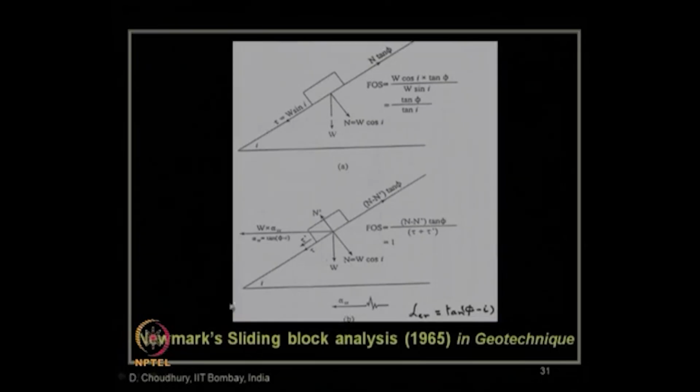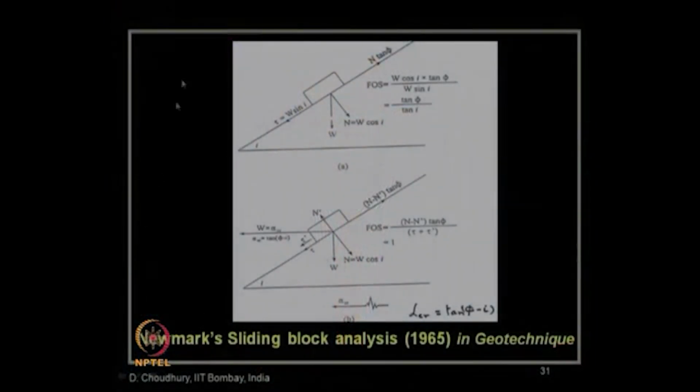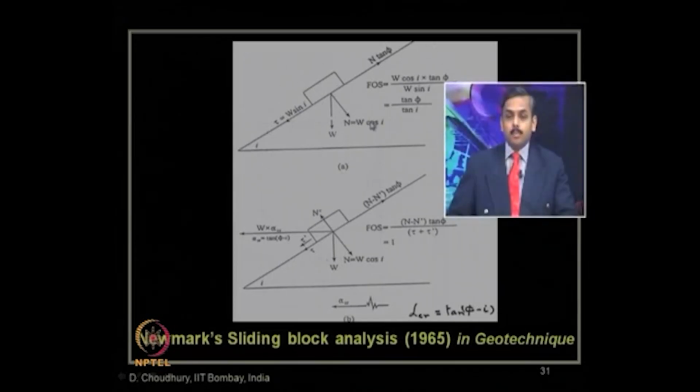Now, let us come back to another methodology which was proposed by Newmark. This Newmark's sliding block method is one of the pioneering works in the area of slope stability analysis for soil. How was it developed? Let us see. It was developed based on the concept of a friction block, that is a block which tends to move over a sloping ground like this. What are the forces acting on it? Based on that mechanics, Newmark developed this problem.